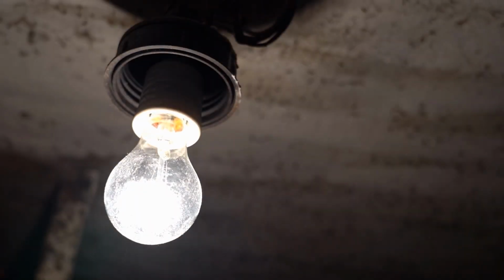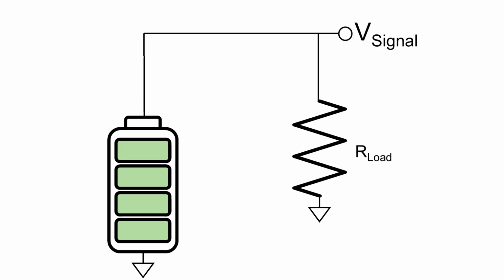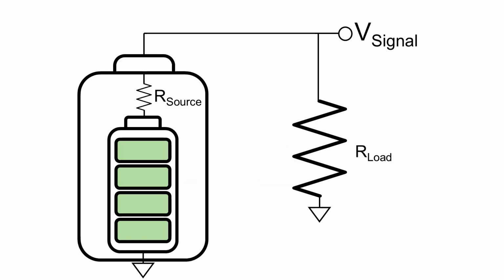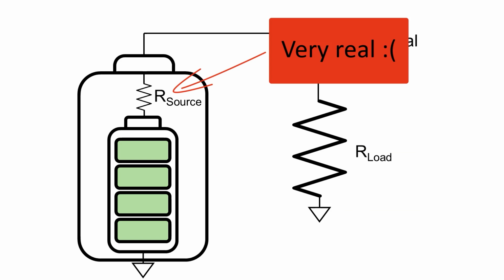In this video, I'll talk about loading effects and how to deal with them. Have you ever seen the lights in your house dim when your AC turns on? Why does that happen? Well, there's no such thing as a perfect voltage source. In this case, that means it's going to have some internal resistance. Ideally, its internal resistance or impedance should be 0, but usually it's not.